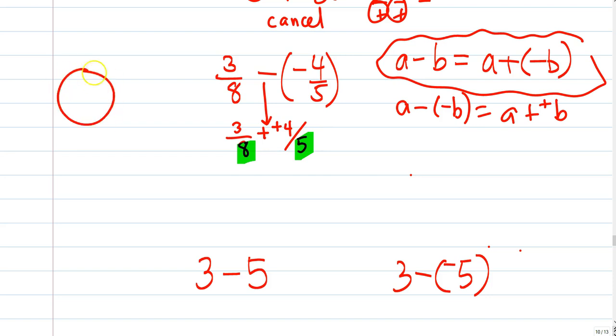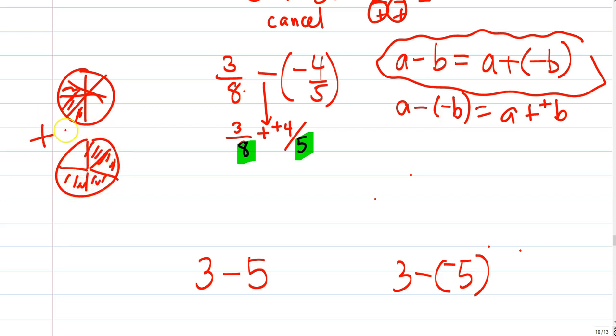Real quick recap on that. If I were to have, this is 8 pieces, and I've got, what, 3 of them. And the other one is, I've got, what, 5 pieces. Let's see if I can do that. 1, 2, 3, 4, 5. So about like that. And I've got 4 of them. I'm trying to add these now, right? They're not the same size pieces. I can't add quarters and dimes. It doesn't work that way.